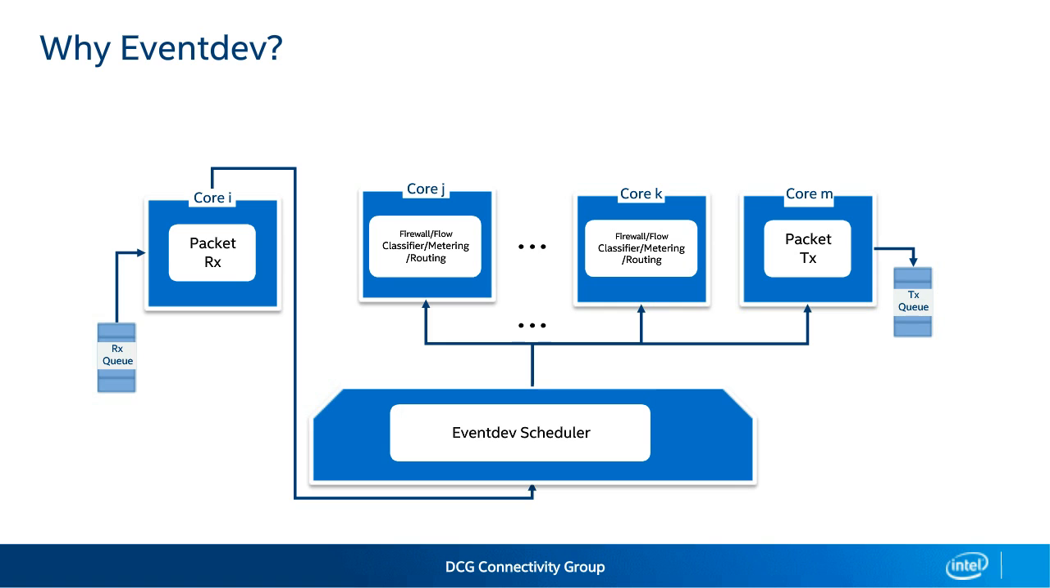What's the idea behind it? In this case, you have the RxQ from the NIC, with traffic coming in that goes into a particular core that sucks in the traffic. Then that's going to give it to the eventdev scheduler. Then the scheduler is going to look across all the cores.